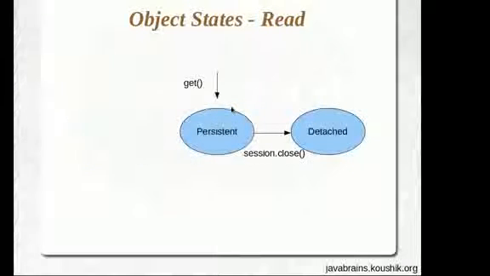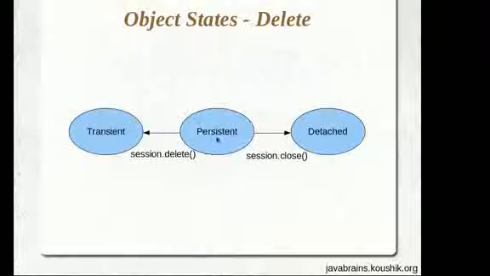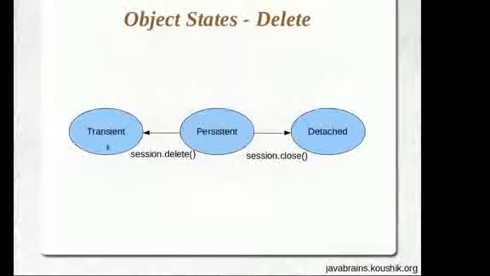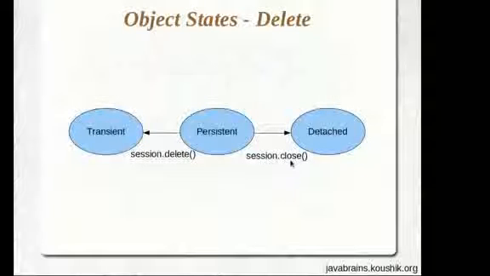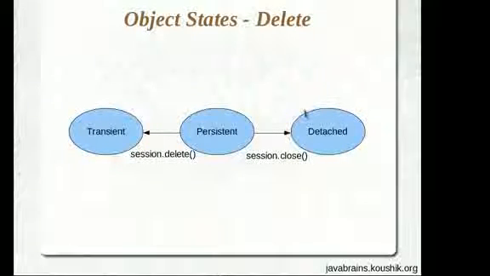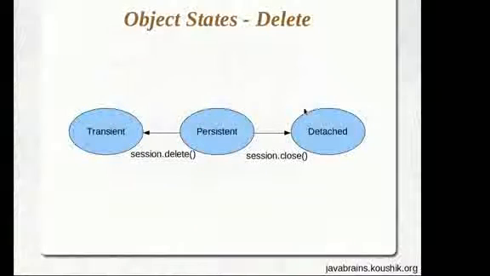So that's one way in which a persistent object can become transient again. And then of course the same thing that we've seen earlier, a persistent can become detached by a session.close. Okay, so these are the flows that we saw in our previous tutorial.